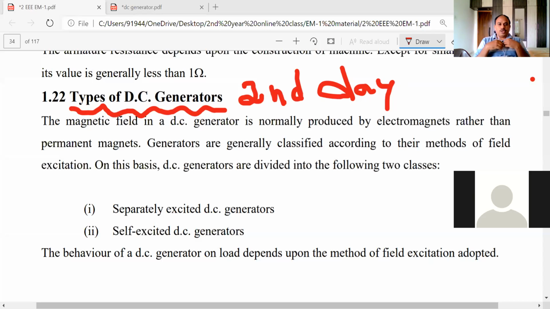Okay, good afternoon, everyone. In our last class, we discussed types of DC generators. Today also, I will explain the same topic with the equations, the voltage equations of the DC generators, depending upon their type.